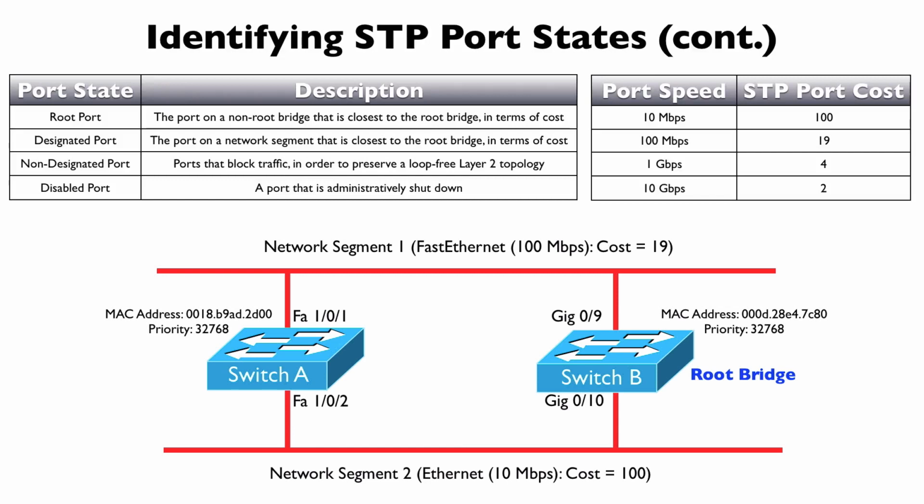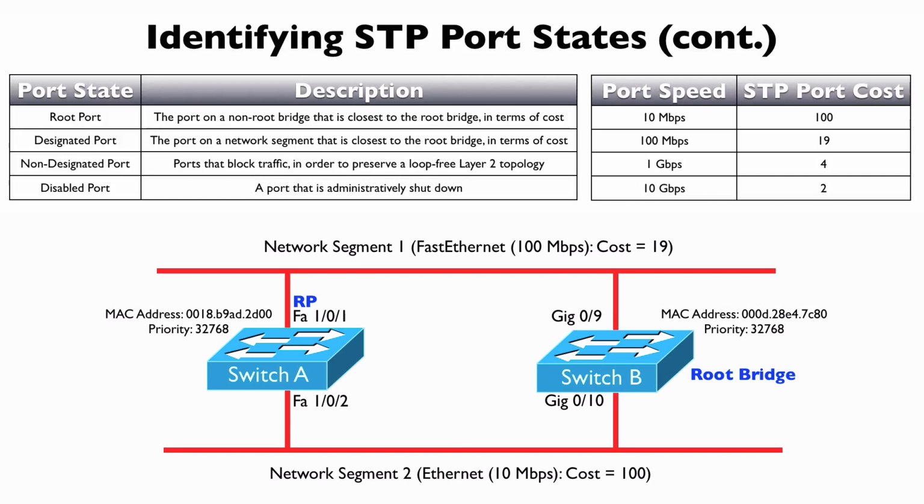Notice that switch A has a couple of paths to get back to switch B. The top path, the top network segment, is running at 100 megabits per second, and as you can see from the table on screen, that has an STP port cost of 19. The bottom path, network segment 2, it's running at 10 megabits per second. That has a cost of 100. 19 is less than 100. That means it's less costly for switch A to get to switch B if it goes out of FastEthernet 1/0/1. It's a cost of 19 as opposed to a cost of 100. So FastEthernet 1/0/1 on switch A, that becomes our root port.